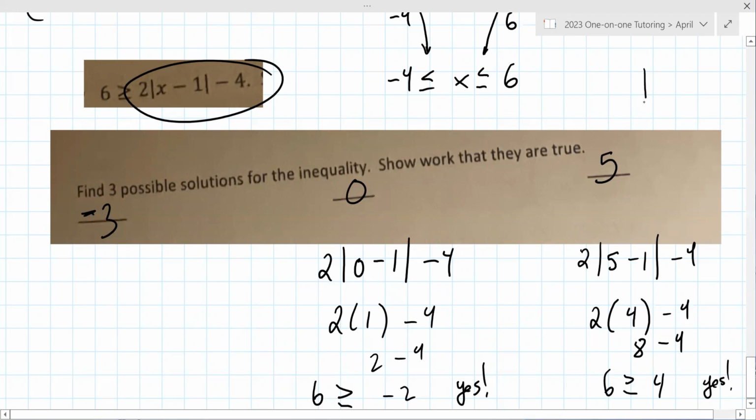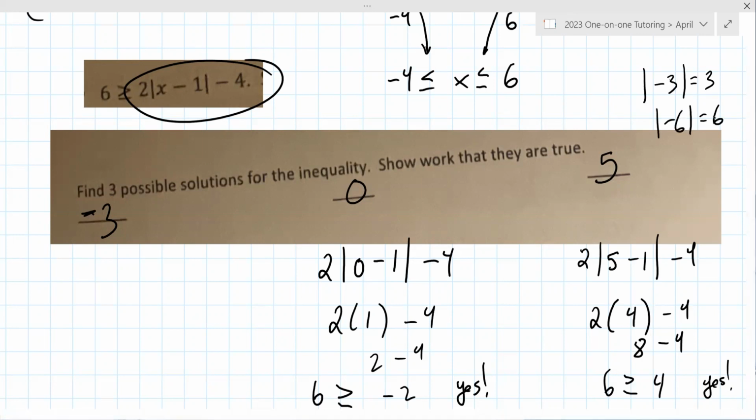Remember, the absolute value of a negative number always returns a positive number. The absolute value of, say, -6 becomes +6. And if you have questions, please ask. Be happy to help. Okay.